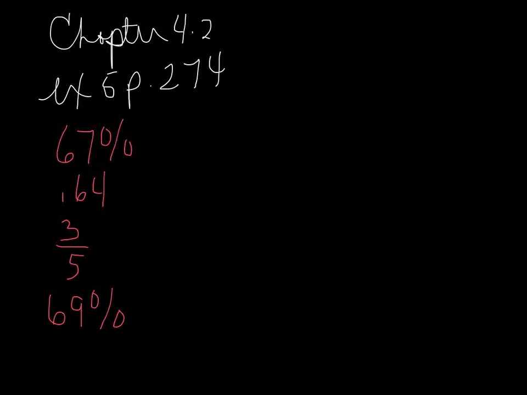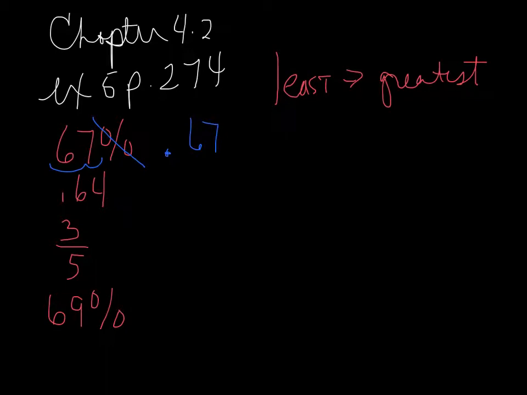So it says list Nolan's completed passing numbers from the least, which is the smallest, to the greatest. And we want to make sure that we have them all in one way. Well, I like to turn things into decimals, but if you don't necessarily, you don't have to. I'm going to change the color of the pen here. And so 67%, you can get rid of the percent, move the decimal over, 0.67. And we already got 0.64 here, so that's easy.